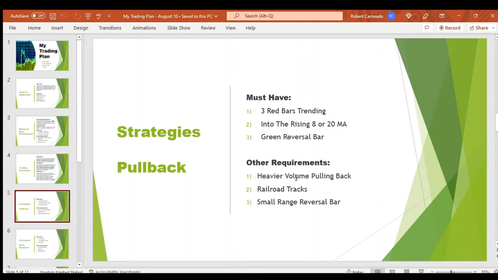But these are all just guidelines, but we're going to follow these rules to the T on the chart today, the Qs today, so you can see what happens if you follow this almost to the T.